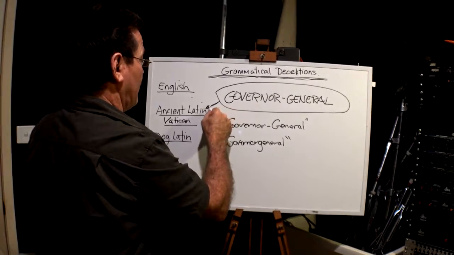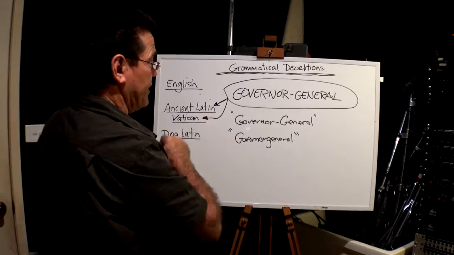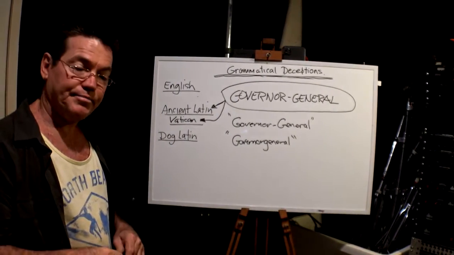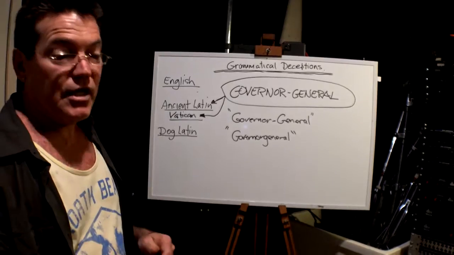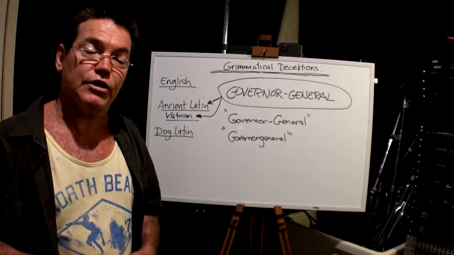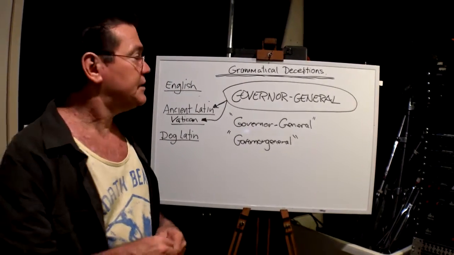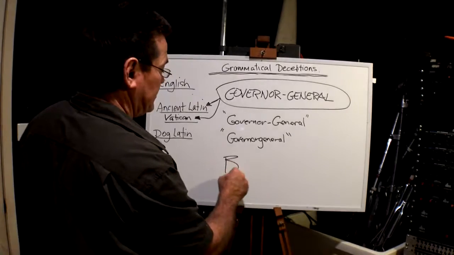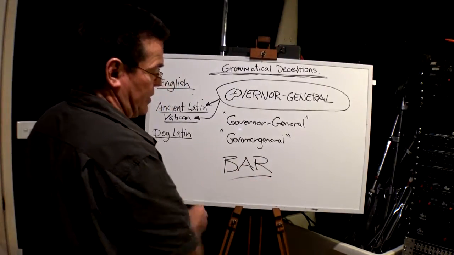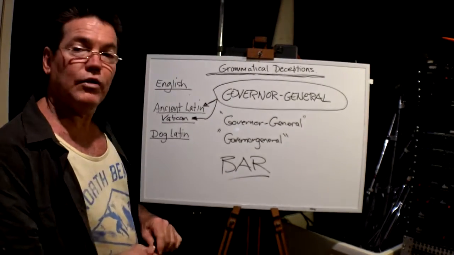So what they're saying is that this Governor General is the property of the Vatican. The Vatican owns the City of London. The City of London probably, more than likely, owns the US Federal Reserve, and the City of London is the bar, and the bar are all the lawyers.